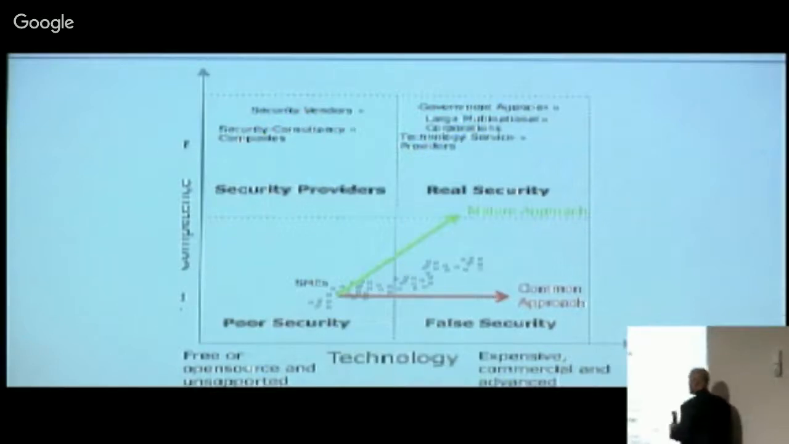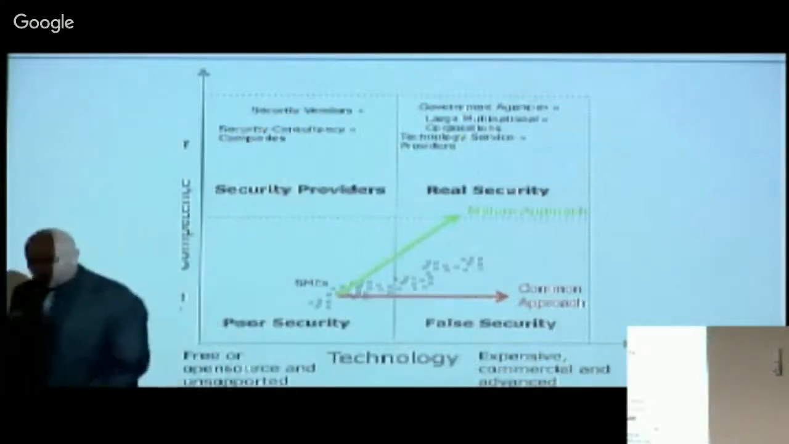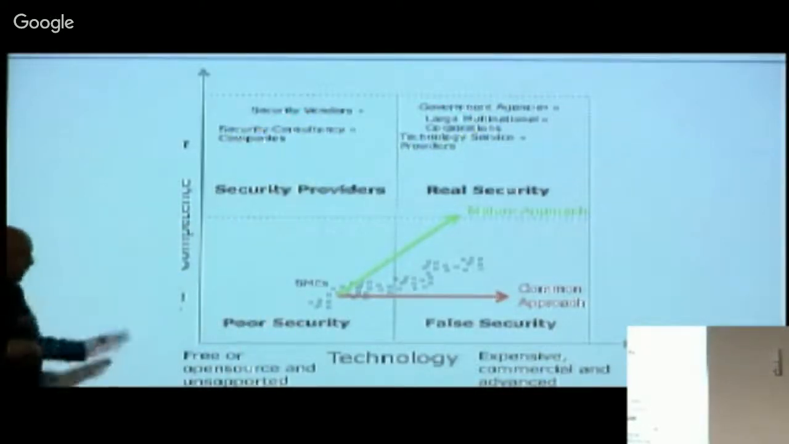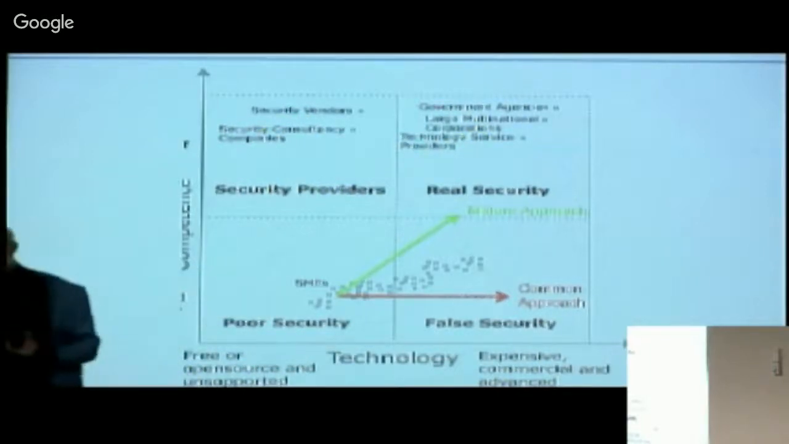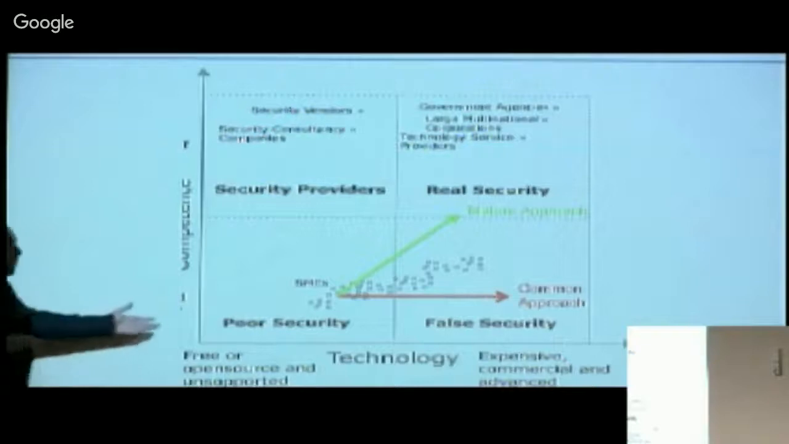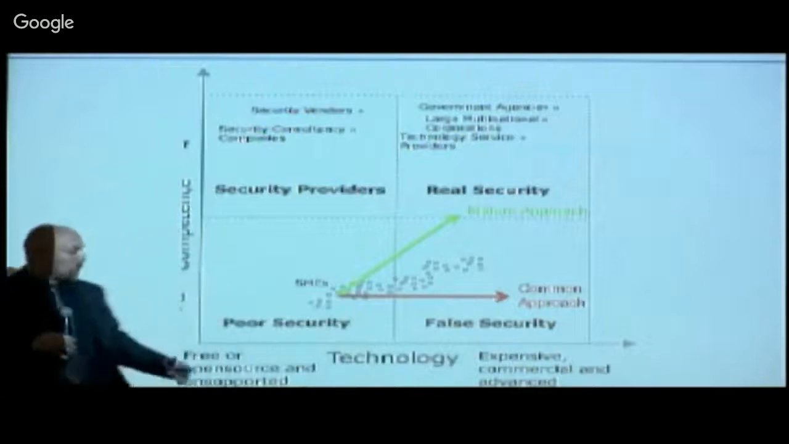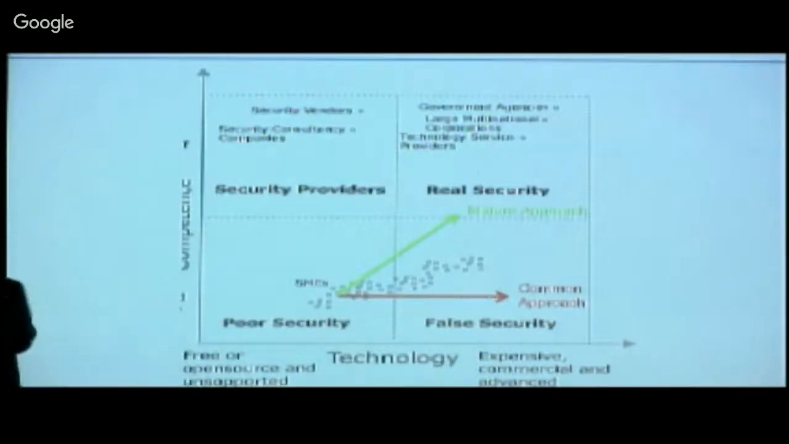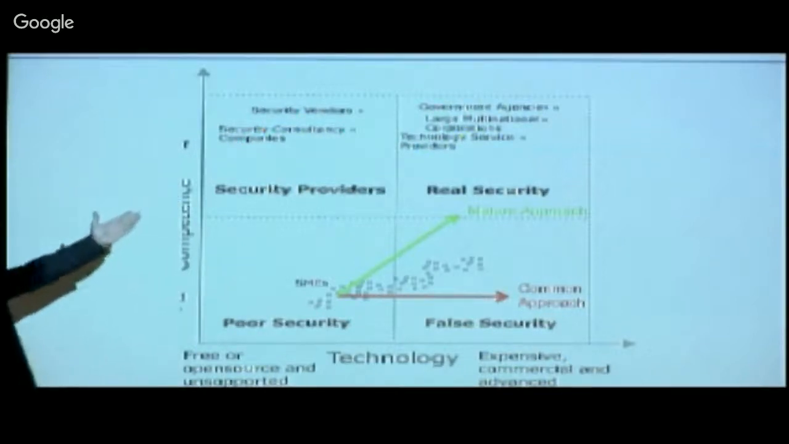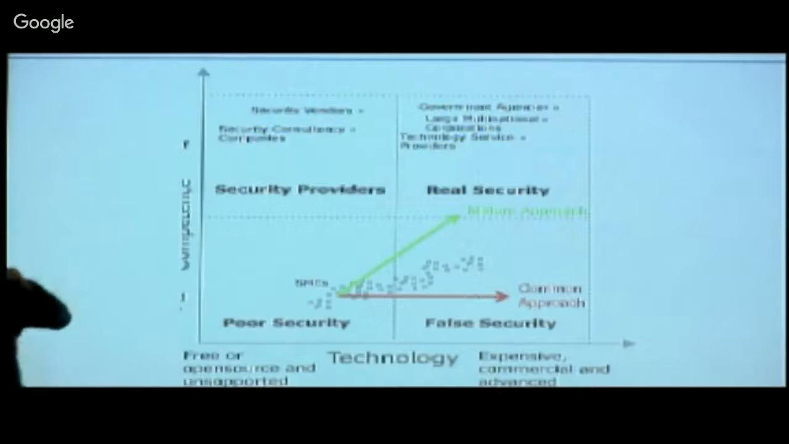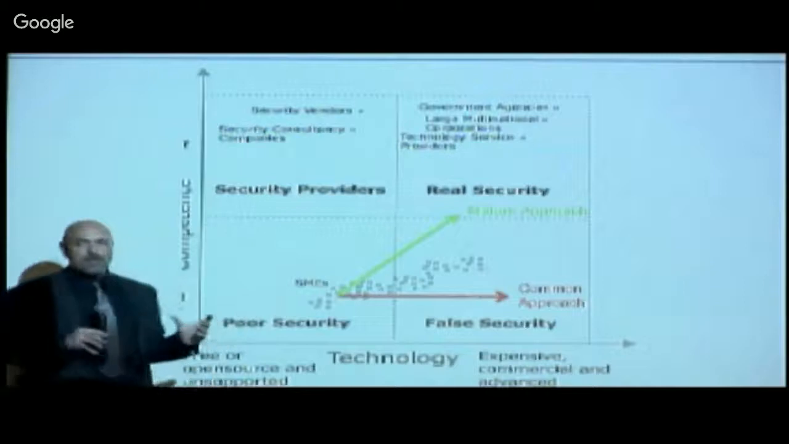I use this quadrant to describe the level of security for many organizations. You have two axes: technology and people. Technology identifies what you use, and you can go from open source to very expensive technology. And for people, you can have one person in your security department, up to a full chart of people with roles and responsibilities and so on. So it's various.